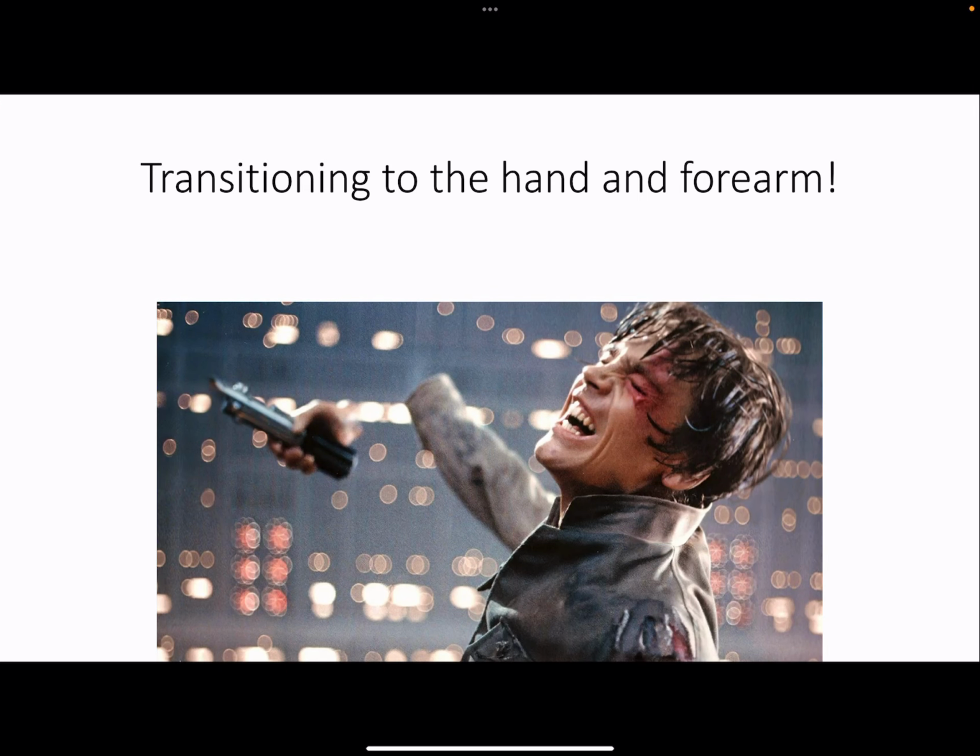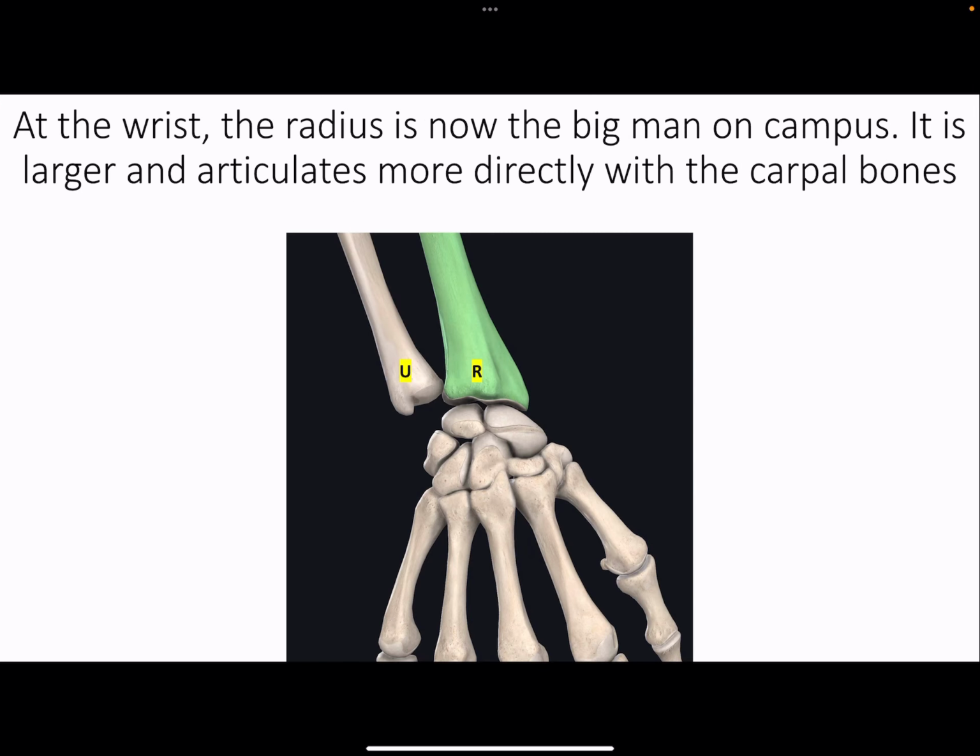Moving on to the forearm, and then the hand and the fingers. So at the elbow, it's the ulna, which is sort of the head honcho. It's the larger one. It articulates more directly with the humerus. But at the wrist, that flips. Now the radius is larger, and it's articulating more directly with the carpal bones.